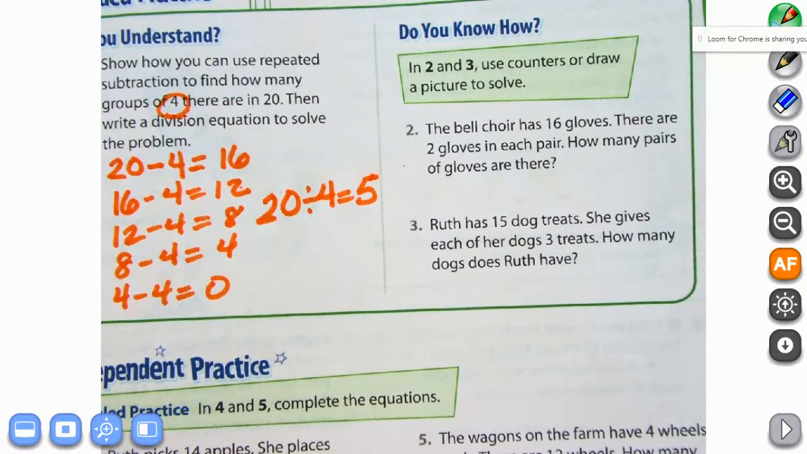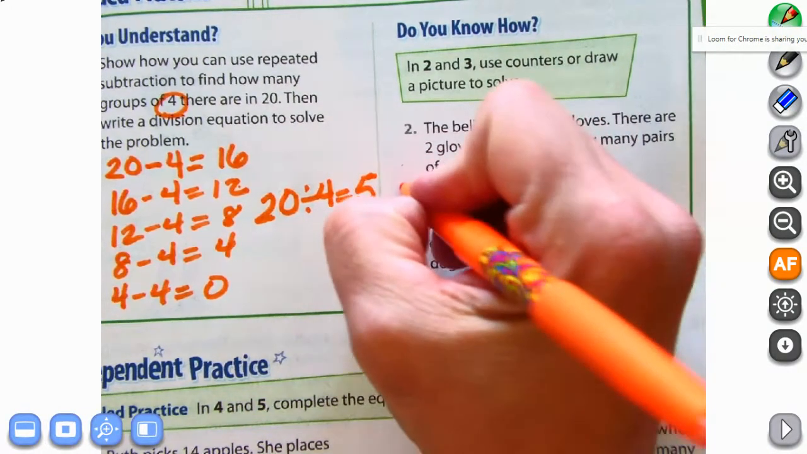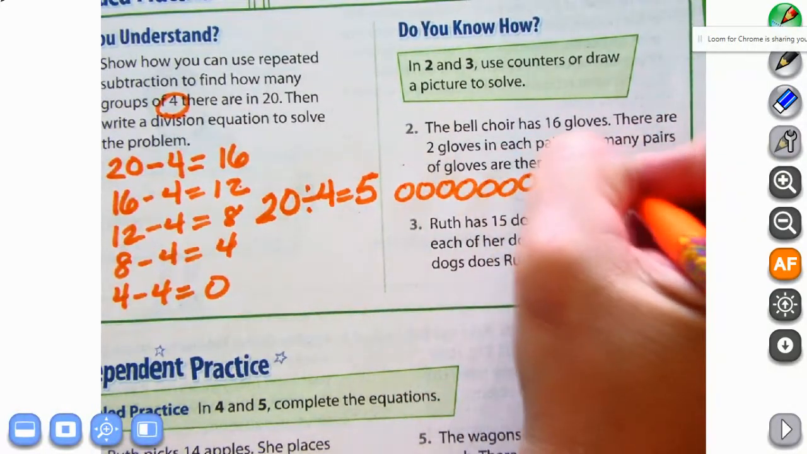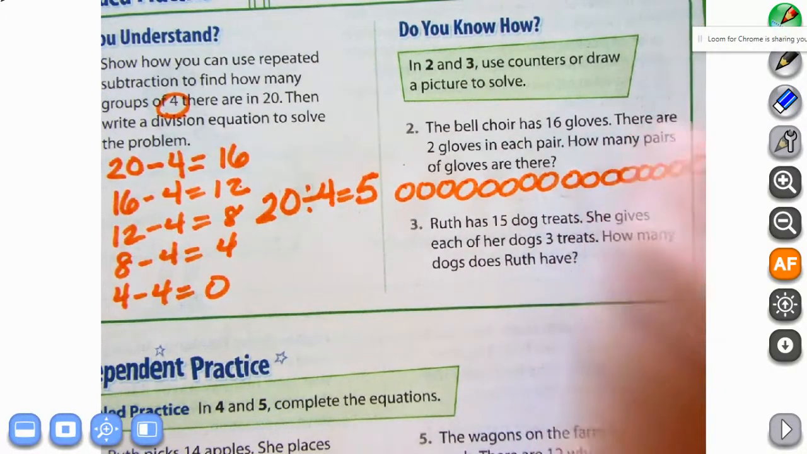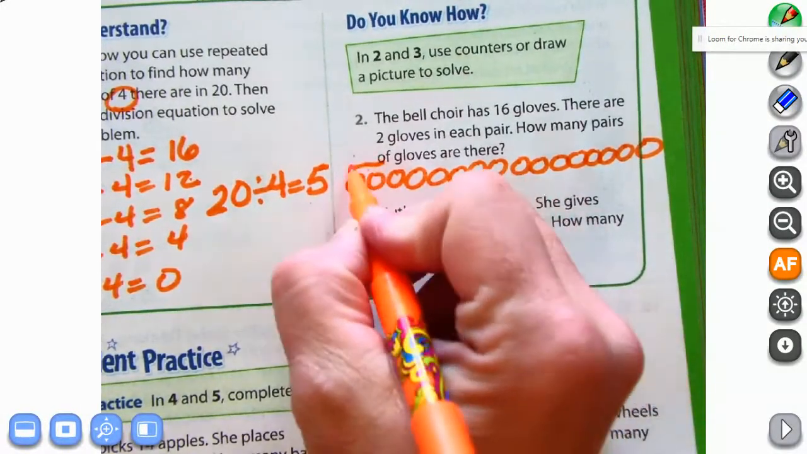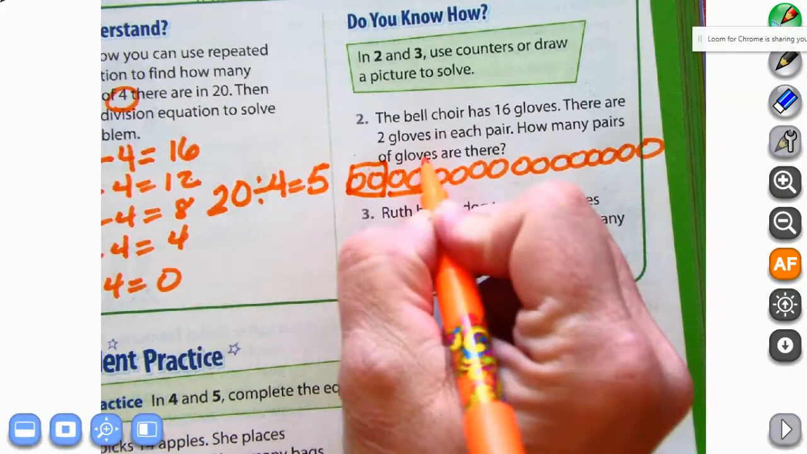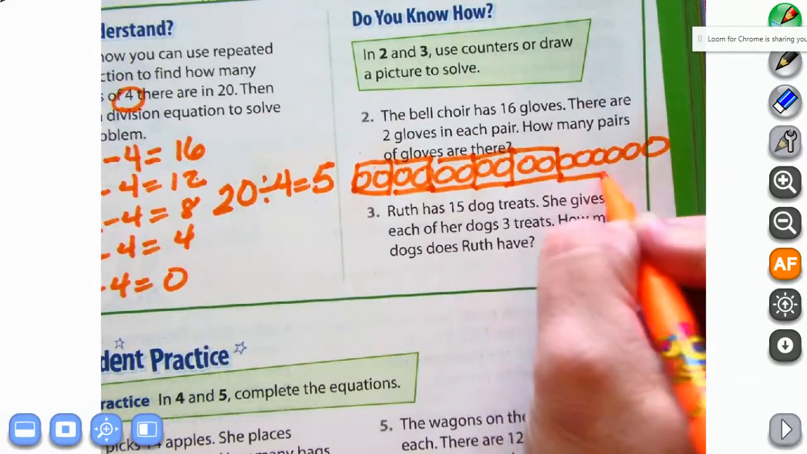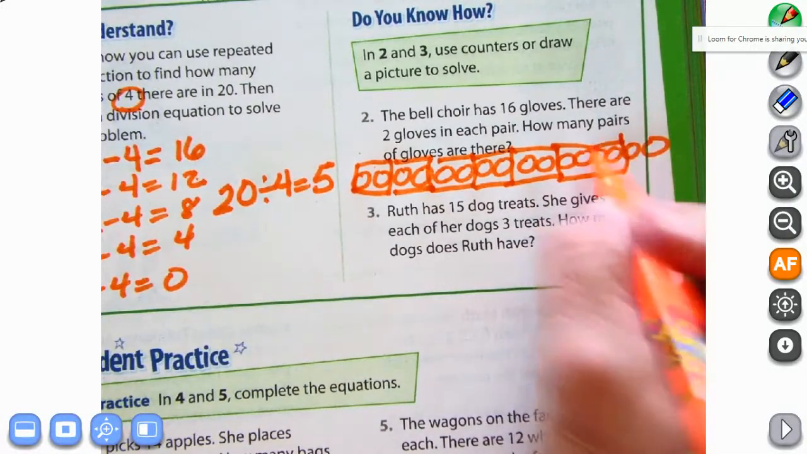Okay, number 2 says, the bell choir has 16 gloves. There are 2 gloves in each pair. How many pairs of gloves are there? So you can use counters or you can draw a picture. So if we have 1, 2, 3, 4, 5, 6, 7, 8, 9, 10, 11, 12, 13, 14, 15, 16 circles to represent all of the gloves. Remember, they come in pairs. So a pair is 2. There's 2, 2, 2, 2, 2, and 2.